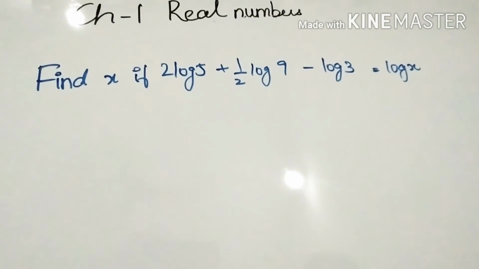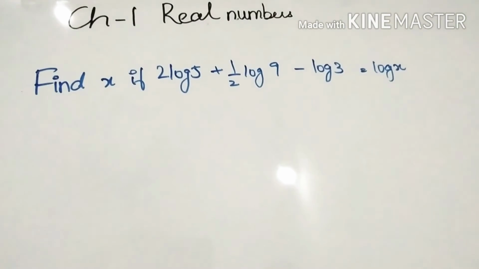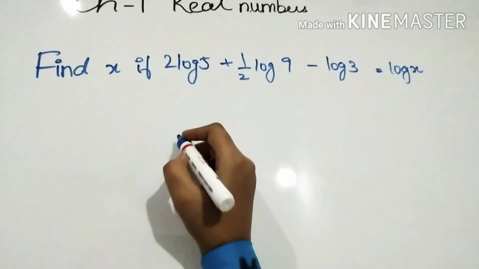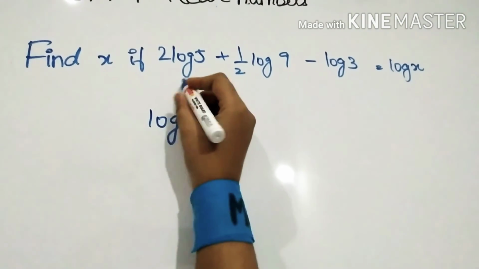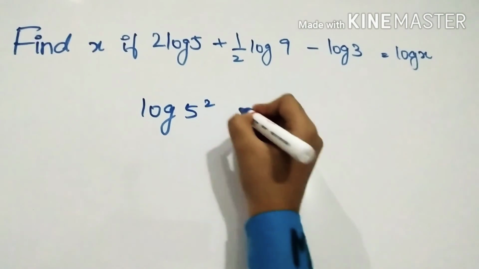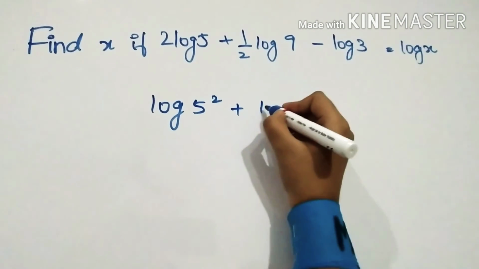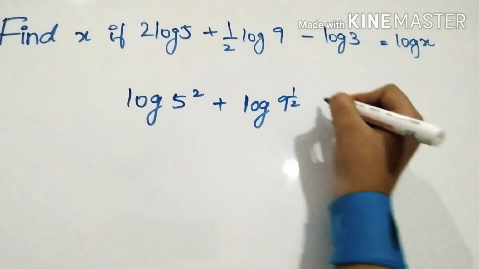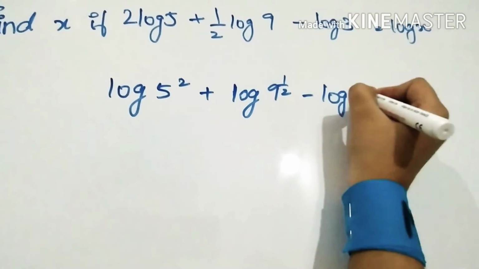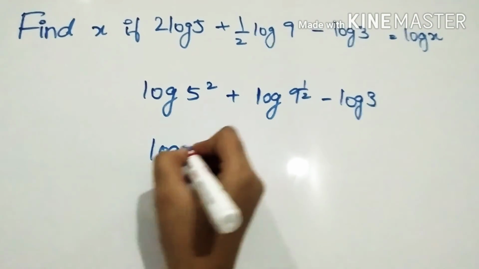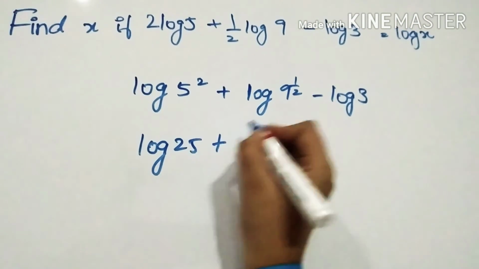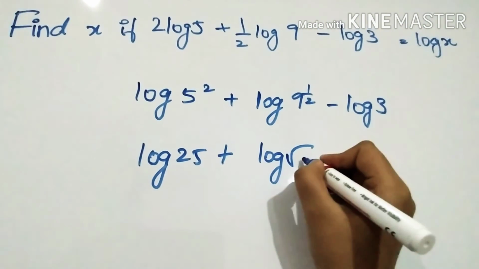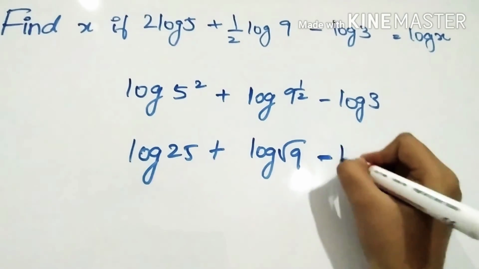Find x if 2 log 5 plus half log 9 minus log 3 is equal to log x. So we should find x here. How can we represent 2 log 5? 2 log 5 is log 5 squared, plus log 9 to the power of half, minus log 3. Log 5 squared is log 25 and, if the half comes here, log root 9, minus log 3.